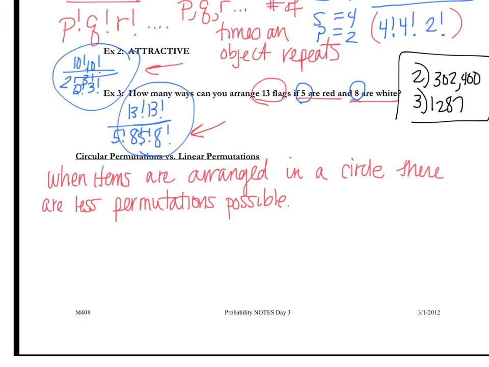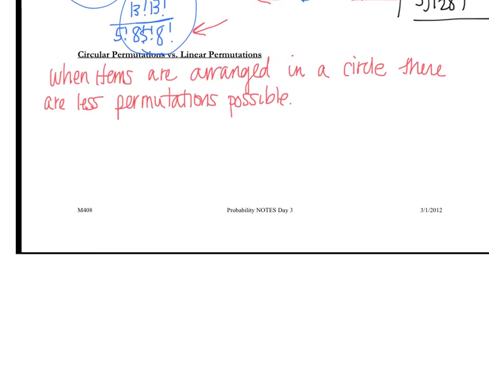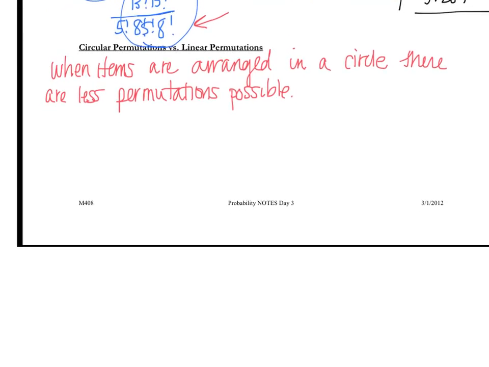Our next topic is circular permutations. A linear permutation is what we have been doing so far. We have items that are listed in a list, arranged in a row, etc. A circular permutation is when items are arranged in a circle.